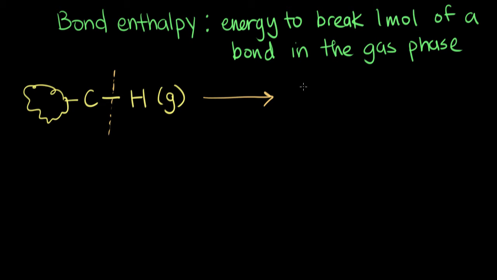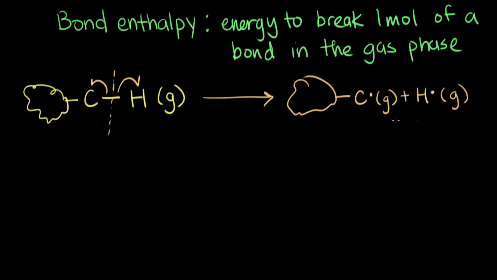And what we'll get as our products is our popcorn. When we break this bond, the 2 electrons that originally made up the bond, one of the electrons will go to the carbon and the other electron will go to the hydrogen. We usually represent single electrons using a single dot, sort of like when you write Lewis structures, you can write lone pairs with 2 dots. So here's our carbon with 1 electron and our hydrogen with 1 electron, and these are both still in the gas phase. The delta H of this reaction is the bond enthalpy, which I will abbreviate as BE.